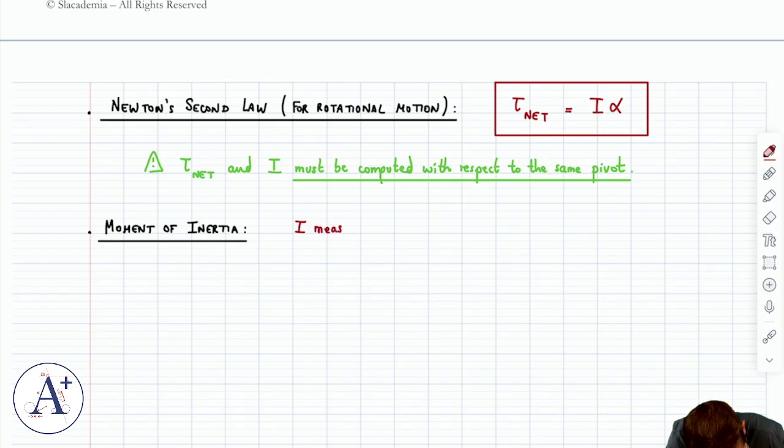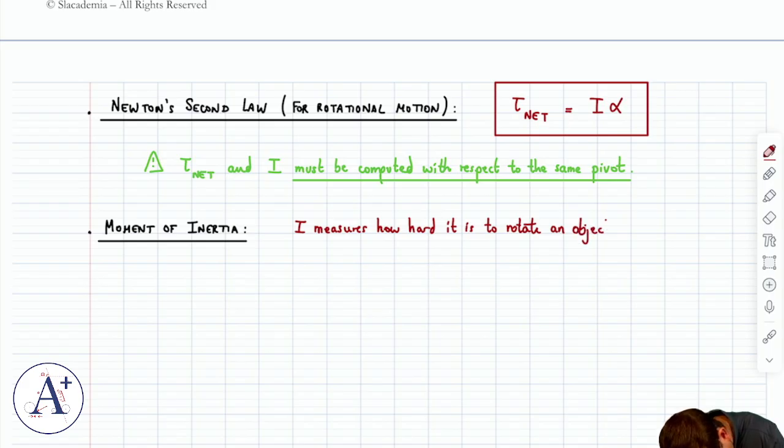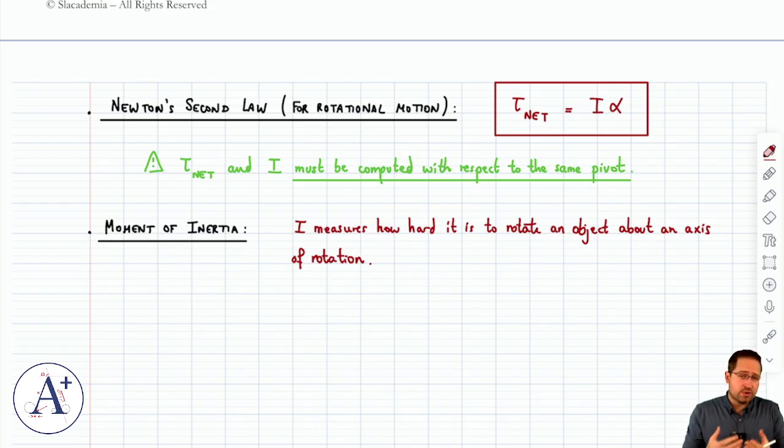measures how difficult or how hard it is to rotate an object about an axis of rotation, or a pivot, same idea. Okay, but of course it's specific to the axis. If you compute I with respect to a different axis, you're probably going to get something else.